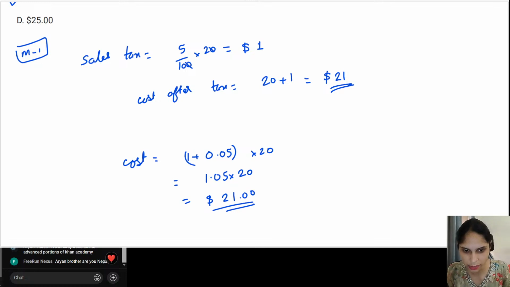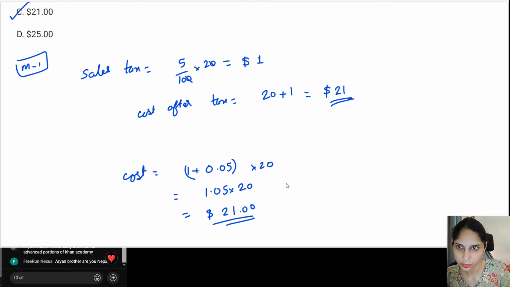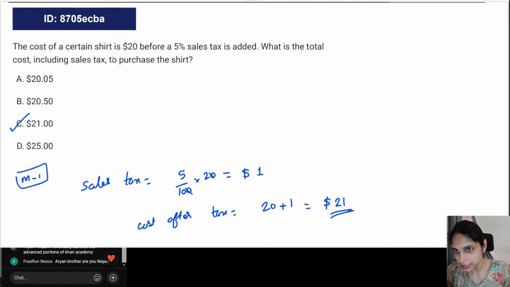Let me give you an example. Over here, they've given you the original cost and how much sales tax is added. They just wanted to know the total cost, including the sales tax, to purchase it. Another derived question could be: they give you the original cost and the new cost, and you have to find how much sales tax you're paying, either the percentage or the amount in dollars.